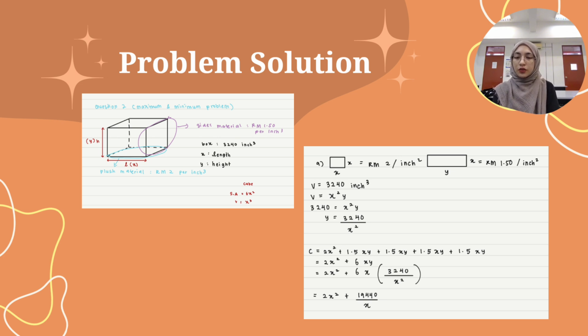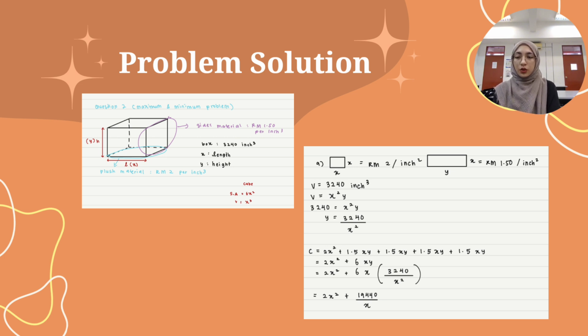Then the volume of the object is given by V equals X squared Y, because it is probably a box with a square base. Given V equals 3,240 cubic inches, we substitute into the volume equation: 3,240 equals X squared Y. Now we solve for Y. We rearrange the volume equation to solve for Y, and we get Y equals 3,240 divided by X squared.